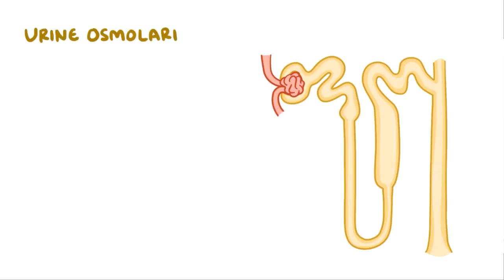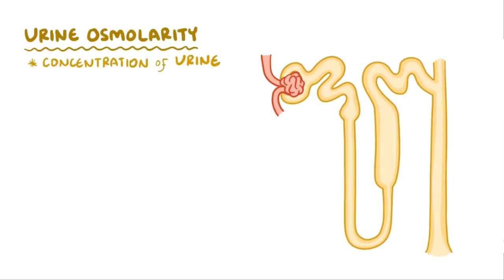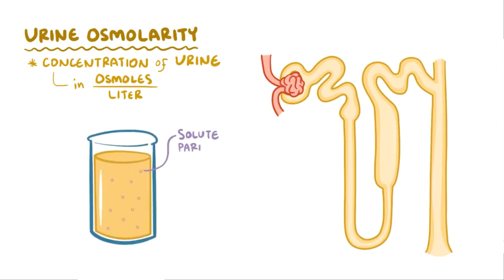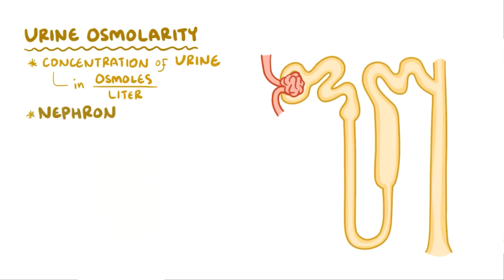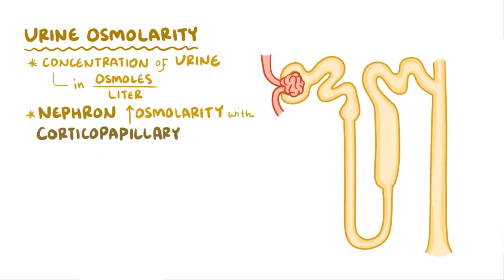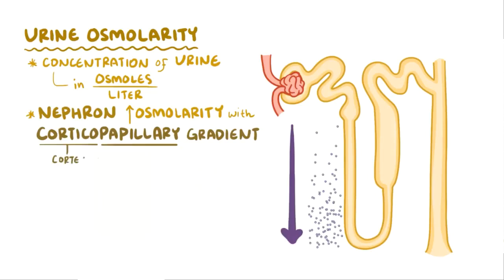The urine osmolarity is the concentration of urine, and is measured in osmoles per liter, which is a measure of the solute particles that exist in a liter of urine. To help concentrate the urine, or increase its osmolarity, nephrons rely on the corticopapillary gradient, which is a concentration gradient that spans from the cortex to the papilla, which is the innermost tip of the medulla.